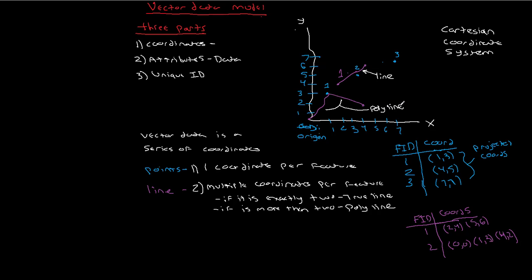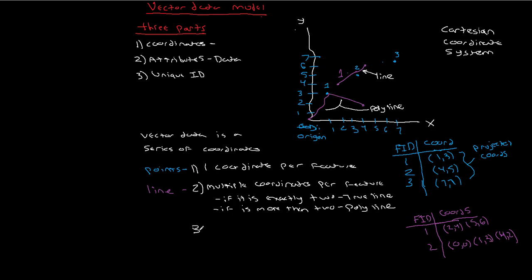So hopefully that makes sense. If it's just 2 coordinates, a start point and an end point, it's a true line or a line. If there are more than 2 coordinates, so there's a start point, 1 or more nodes, and then an end point, we call that a polyline.